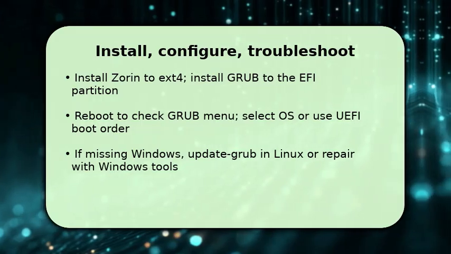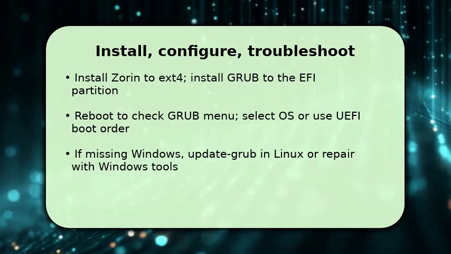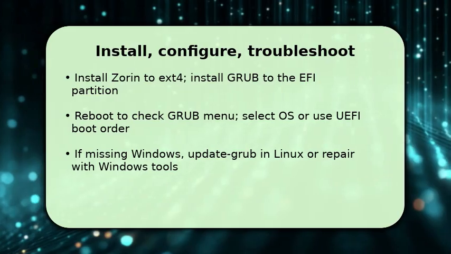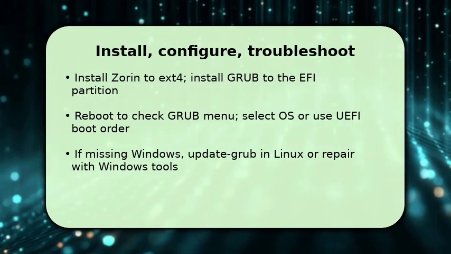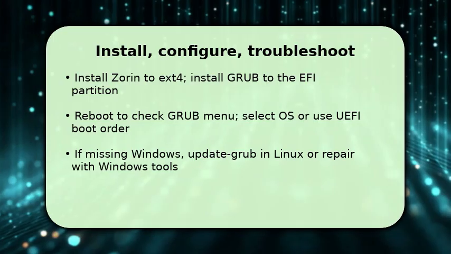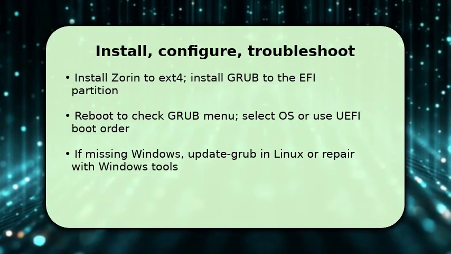Once installation finishes, reboot and use the GRUB menu to choose an OS, or change the UEFI boot order if needed. If Windows does not show, boot Zorin and run sudo update-grub. If that fails, use Windows Recovery to repair the Windows bootloader, then re-add GRUB. This fixes most dual boot issues.